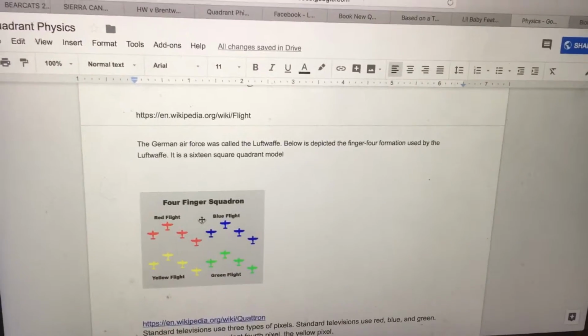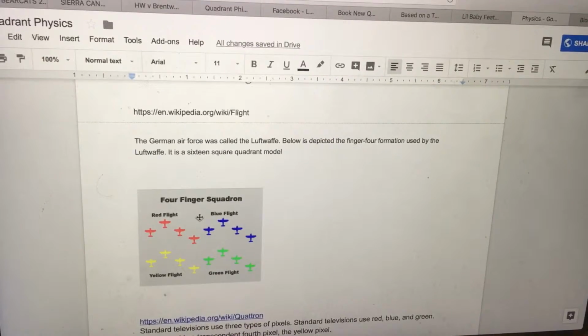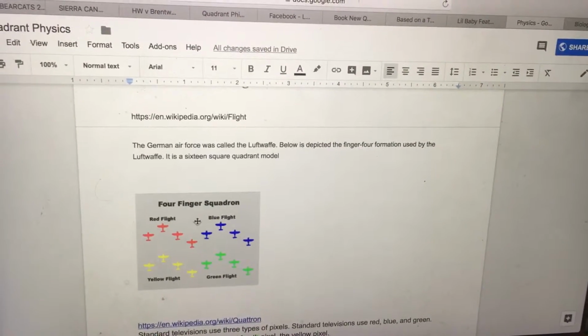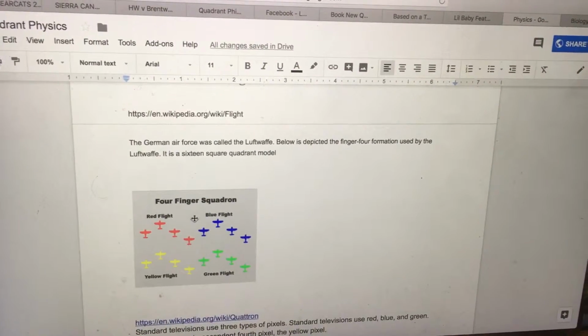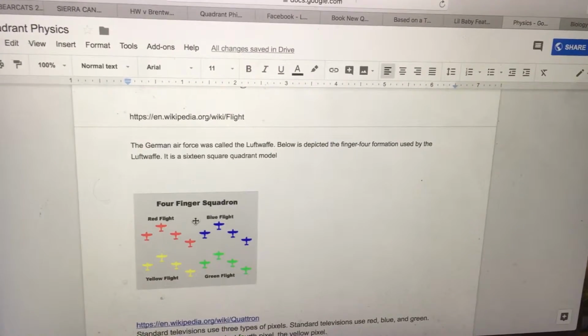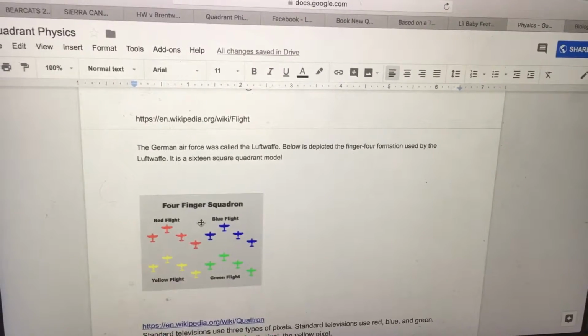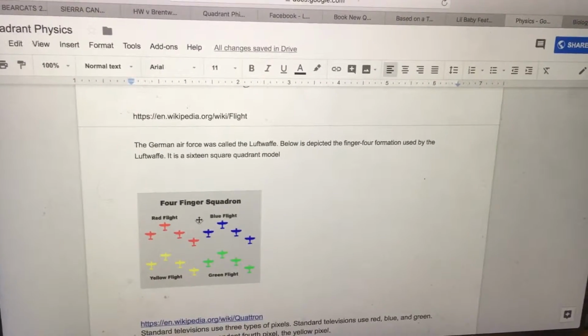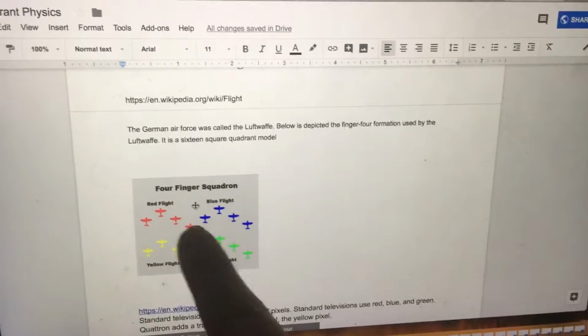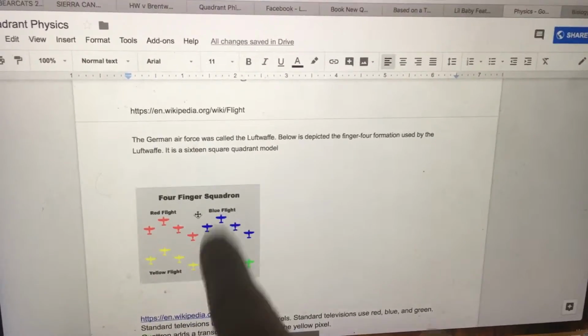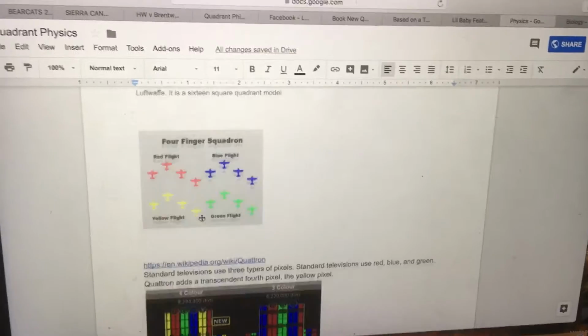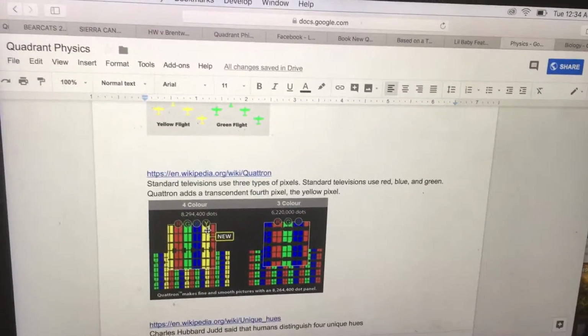The German Air Force was called the Luftwaffe. Below is depicted the finger 4 formation used by the Luftwaffe. I don't know how to pronounce that. Luftwaffe. It is a 16 square quadrant model. So we're seeing 4 groups of 4, 16 squares. 16 planes in all, 4 groups.